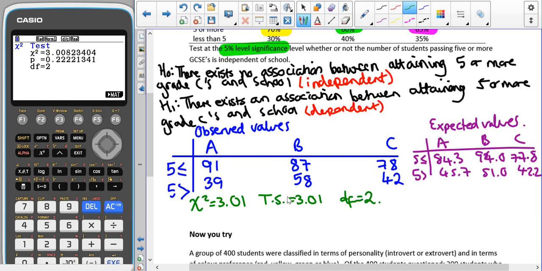And then remember to use your formula booklet to look up the critical value on page 20. Remember that we're going to use the right hand side to do this, and because it's a 5% significance level, we're going to look down from 0.95. Remember that the little V in the formula booklet is the symbol for the degrees of freedom, so we're looking across from 2, and that gives us 5.991 as our critical value.